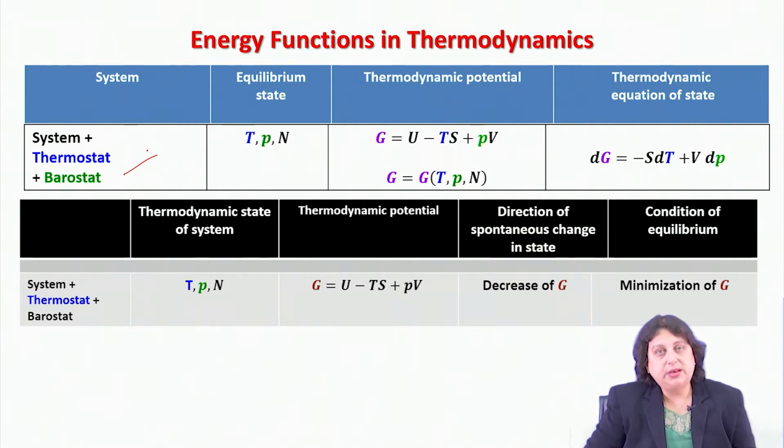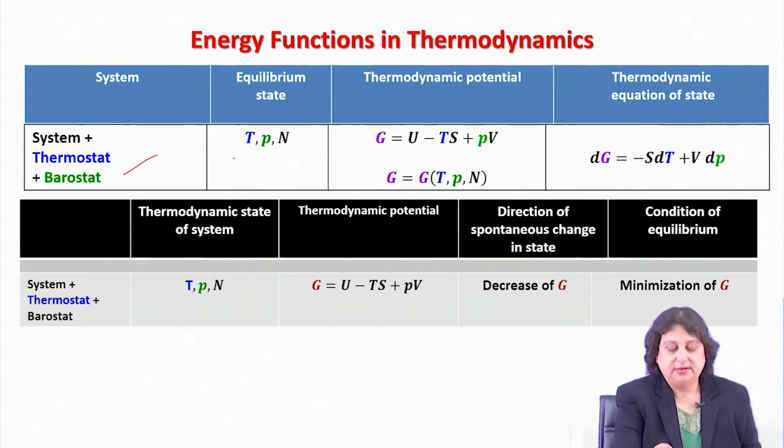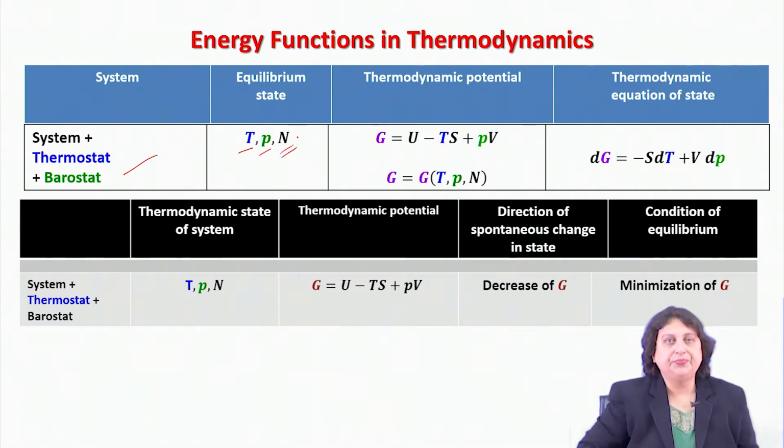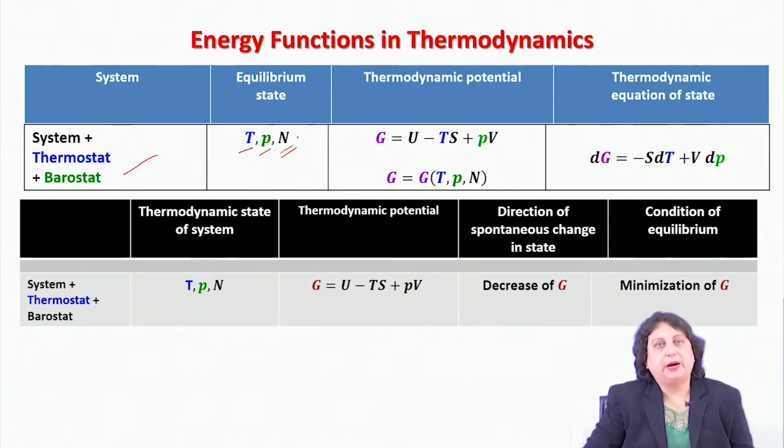So at equilibrium, how will you define the equilibrium state? You will mention the temperature and pressure, which in most cases is 1.0 atmosphere. And if it is a closed system, you are going to mention the total number of particles present. Then, according to what we have learned so far, the corresponding thermodynamic potential is given by the Gibbs free energy G. So the definition of Gibbs free energy is G = U - TS + PV.